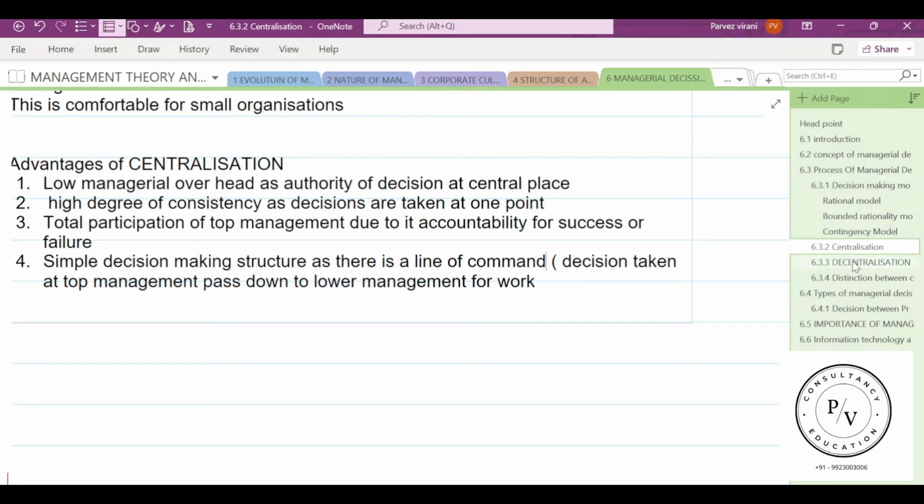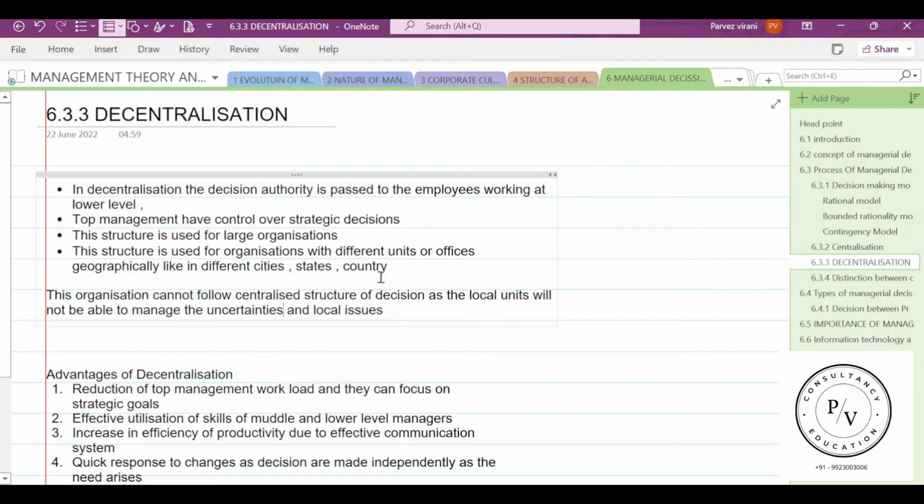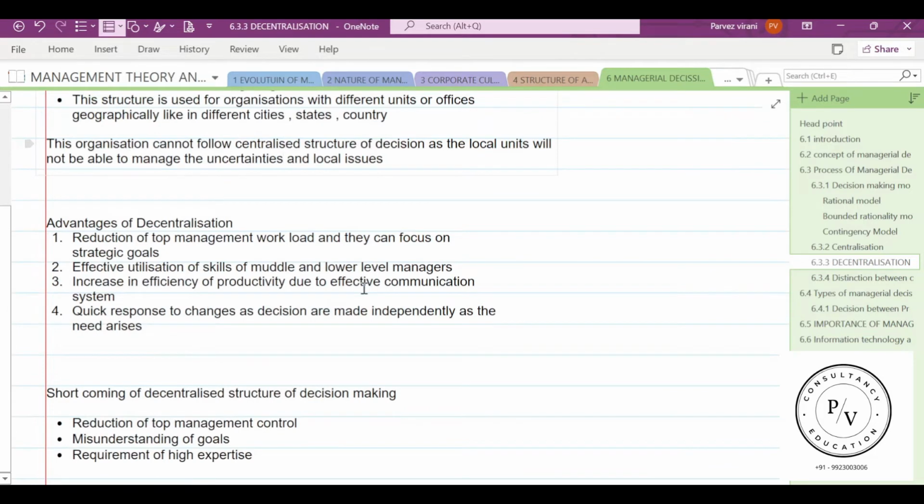So this is centralization. Decentralization is completely opposite to centralization. In decentralization, the decision authority is passed to employees working at lower levels. Top management have control over the strategic decisions. The structure is used for large organizations, with different units or offices geographically, like in different cities, states, or countries. The organization cannot follow a centralized structure of decision as local units are not able to manage the uncertainties and the local issues. Advantages of decentralization: reduction of the top management workload so they can focus on the strategic goal. Effective utilization of skills of the middle and the lower managers.